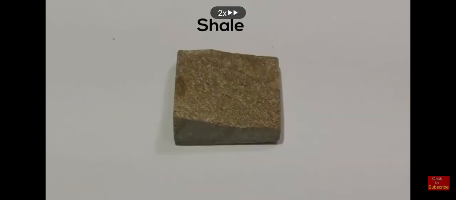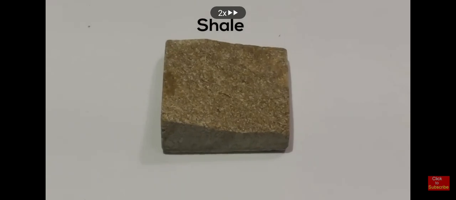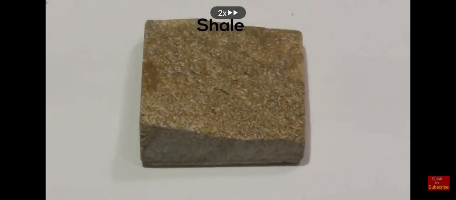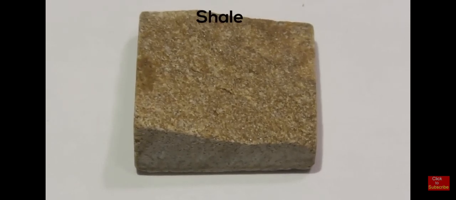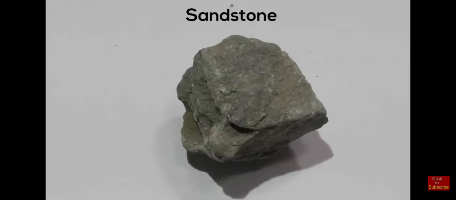Up first, shale. Shale is a fine-grained, clastic sedimentary rock composed of mud. This mud is a mix of flakes of clay minerals and silt-sized particles of other minerals, especially quartz and calcite. Shale is very fine-grained. Next, let's look at sandstone.